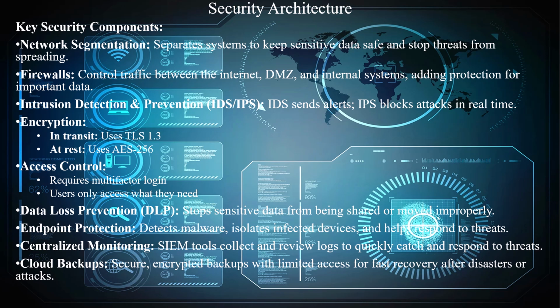The encryption we'll use is TLS 1.3 for keeping data safe in transit, and then like I said before, we'll use AES 256 for data at rest. Access controls will require multi-factor logon, and then users will also have access only to what they need because of the role-based access controls. Data loss prevention stops sensitive data from being shared or moved improperly.